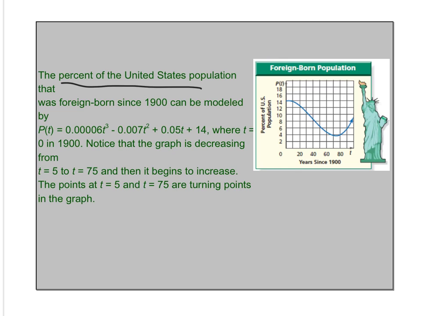So the percent of the United States population that was foreign-born since 1900 can be modeled by this function, where t goes from 0 to 1900. Notice that the graph is decreasing from 5 to 75, and then it begins to increase. The points at t equals 5 and t equals 75 are turning points in the graph. So 5 will be right about here, 75 is right about here. So in between it decreases. So one turning point, two turning points in the graph. That's kind of what you're looking at.